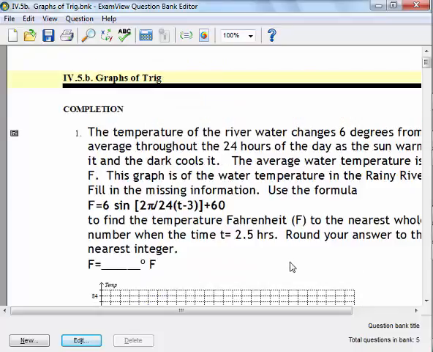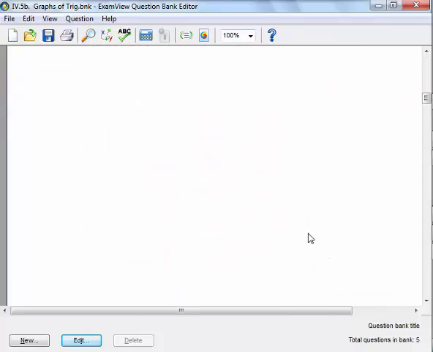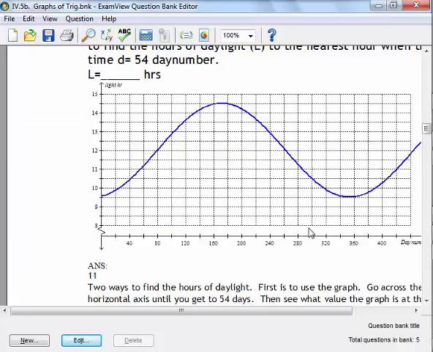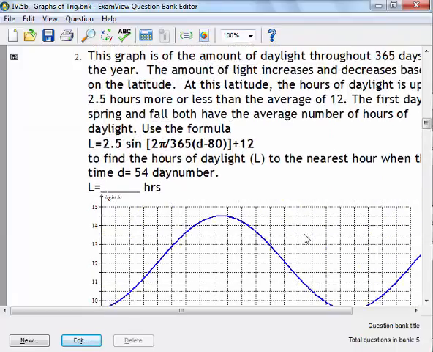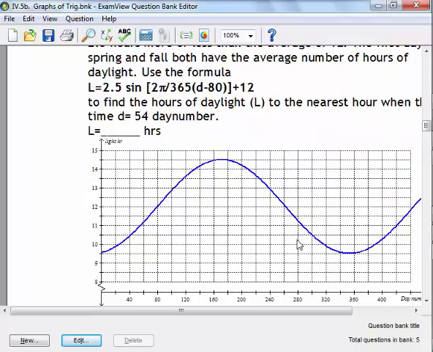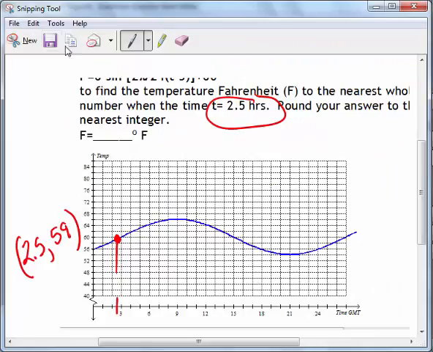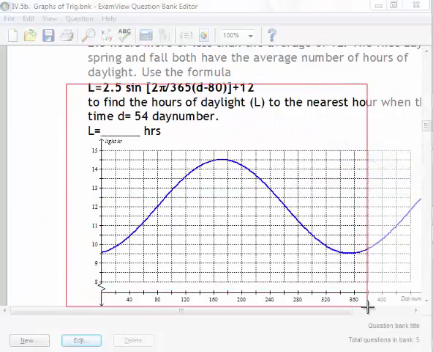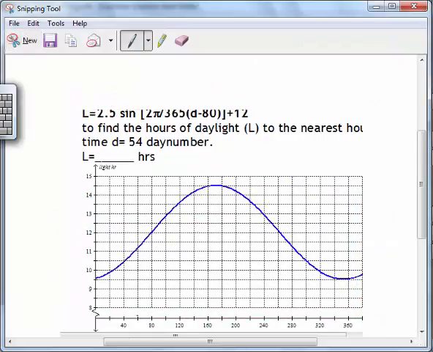Let's see if we can find another one that's similar to that. The amount of daylight throughout a year. So we want to know how much daylight there is on the 54th day. Okay, so we're going to go to day number 54. Well, here's day 60, so 54 would be around here. And then we go up, and our dot will be right around there.